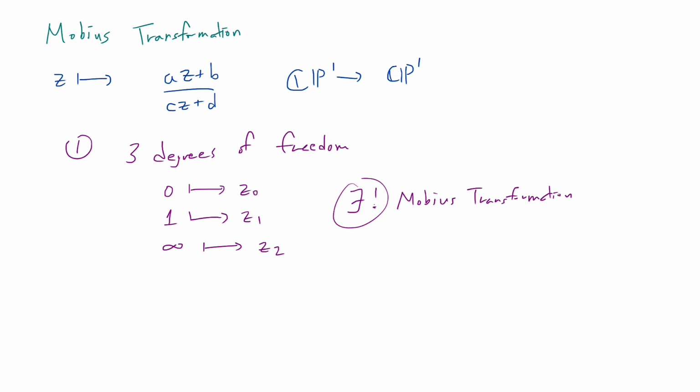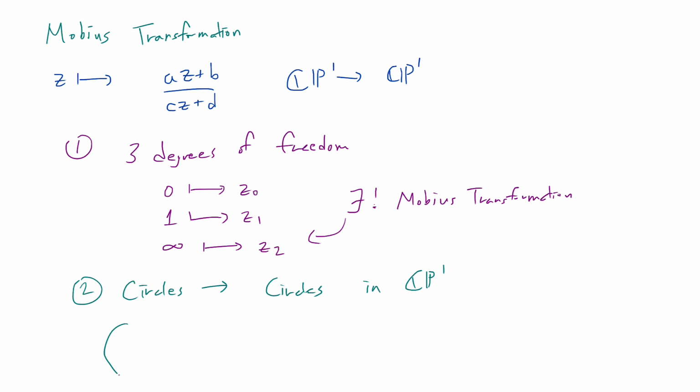By uniqueness, I mean modulo scaling a, b, c, d all by 2 or some constant multiple. But modulo all that, there exists a unique Möbius transformation satisfying this. So as soon as I specify where 3 points go, there exists one and only one Möbius transformation corresponding to that. The second thing is that a Möbius transformation takes circles to circles in CP1.